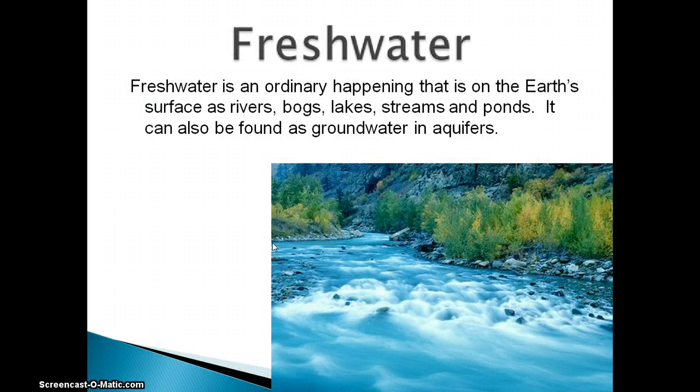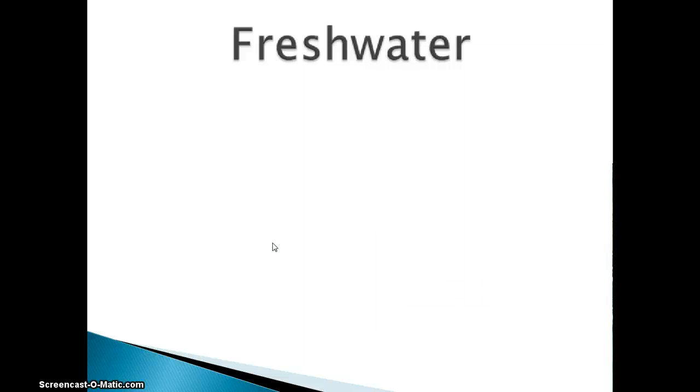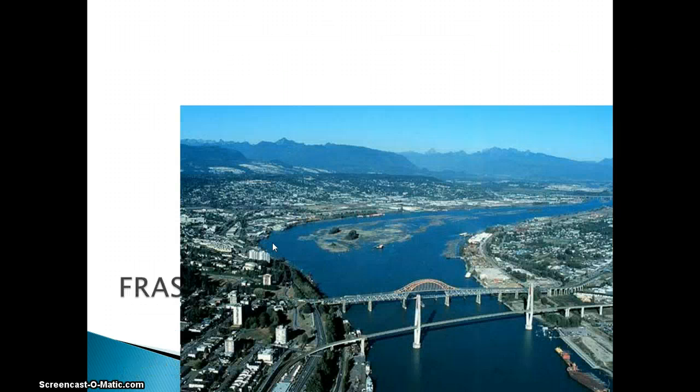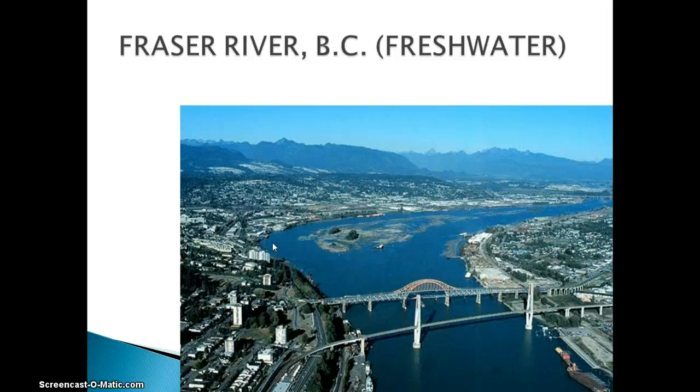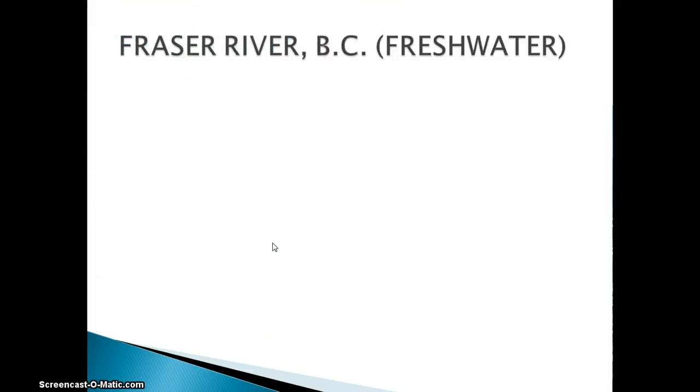Freshwater is an ordinary happening on the Earth's surface as rivers, bogs, lakes, streams, and ponds. And freshwater is usually characterized by having a low concentration of dissolved salts and solids compared to saltwater. Okay, so this is a picture of the Fraser River in BC, which is a freshwater body, and there it is.